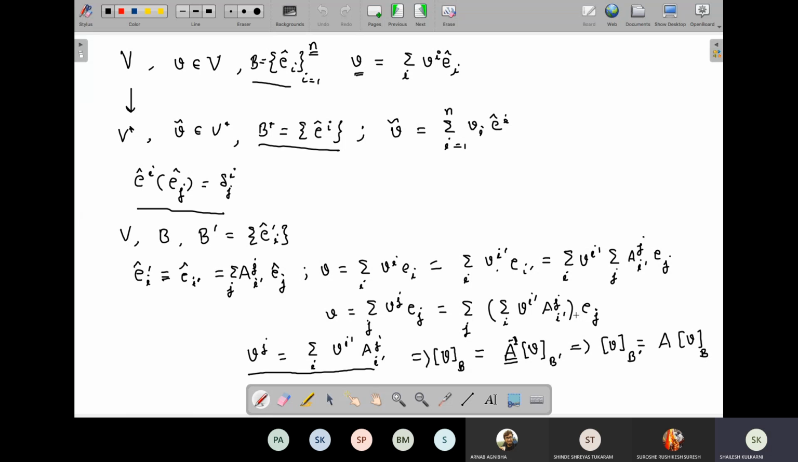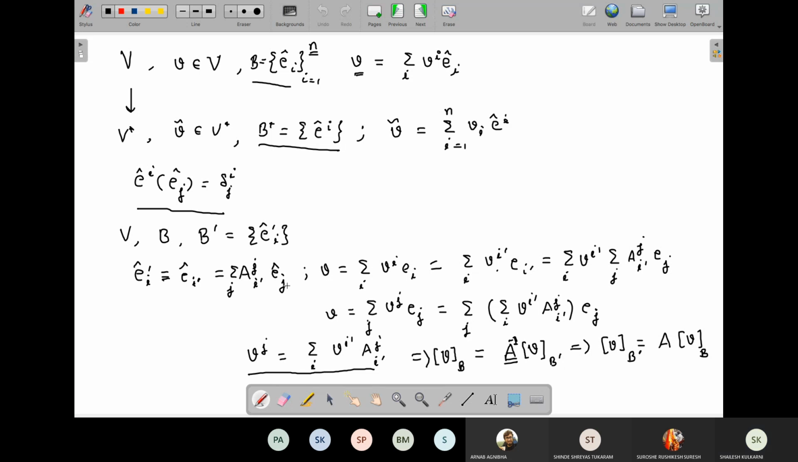Okay, they are basically the inverse. This A_ji prime is the inverse of A_i prime j. Okay, clear? So note that where I am summing is important.